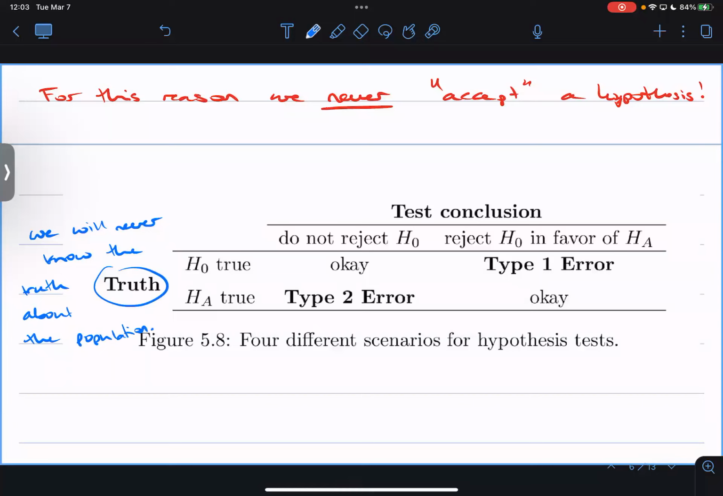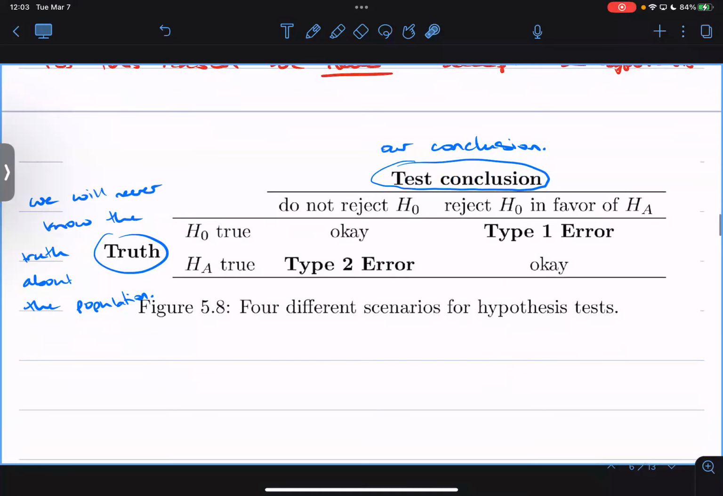But that's okay, because we have the test conclusion. So this is our conclusion. I've decided that I'm not going to reject H naught. I don't have enough evidence to reject H naught. Okay. If H naught is true, then that's an okay conclusion, right? If H naught is not true, so if HA is true, I've made what we call a type 2 error. I guess I should have started with type 1 error. Okay. But a type 1 error is when I've rejected H naught when I shouldn't have.